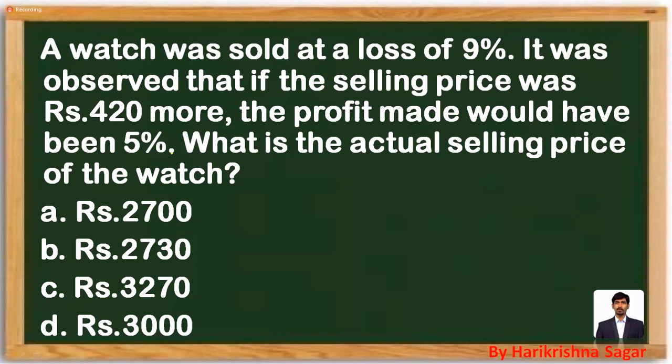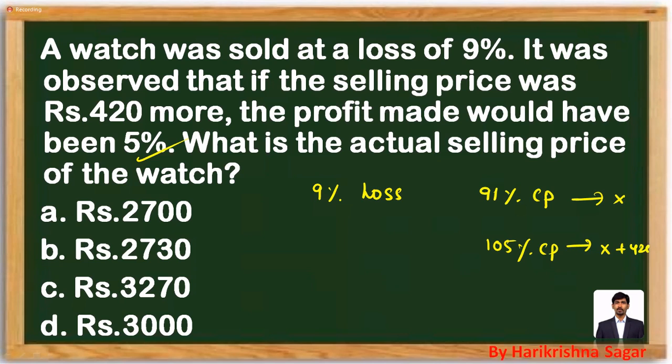So the question here is, watch was sold at a loss of 9%. What is the meaning of this statement? Watch was sold at a loss of 9%. What is meant by 9% loss? 9% loss means he is selling at 91% of the cost price. It was observed that the selling price was 420 rupees more if the profit made would have been 5%. That means 5% profit means 105% of the cost price. So this price, if you assume it as X rupees, this is 420 rupees more than the previous.